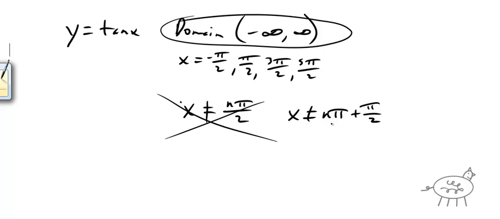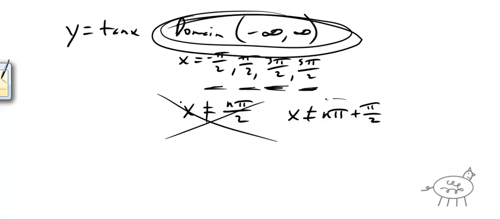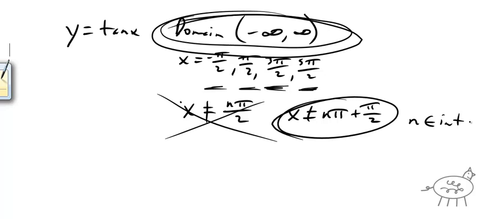So now when n is 0, that's 0 plus pi over 2, which is pi over 2. When n is 1, it's pi plus pi over 2, or 3 pi over 2. When n is 2, it's 2 pi plus pi over 2, which is 5 pi over 2. So you can see we hit all the values. So the domain is negative infinity to positive infinity, x is not equal to n pi plus pi over 2, and again, n is an integer. Okay, that's the notation for y equals tangent of x.